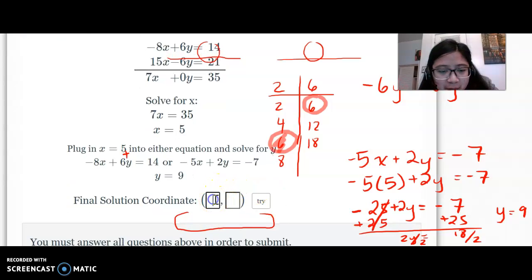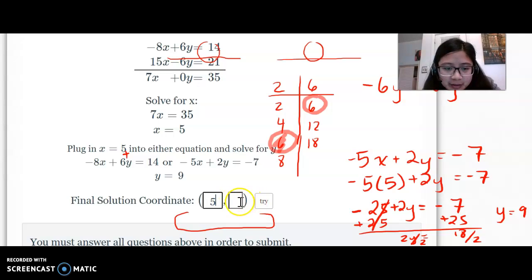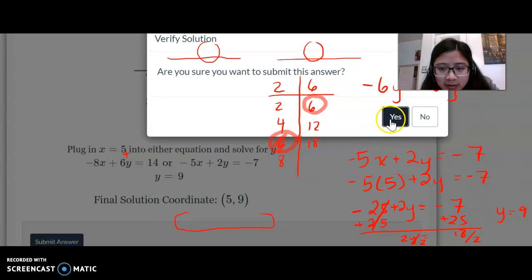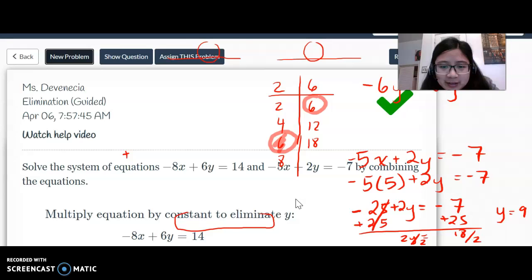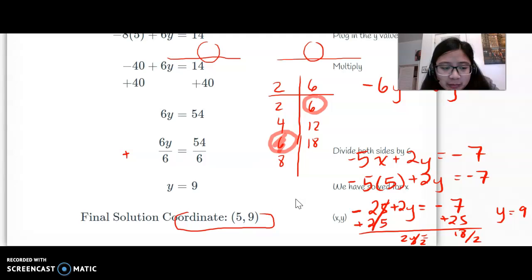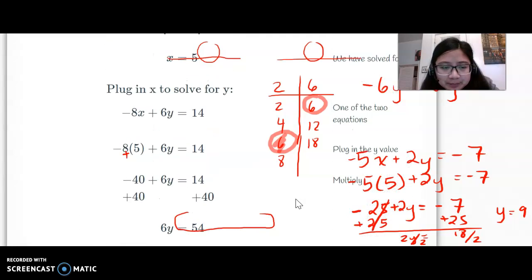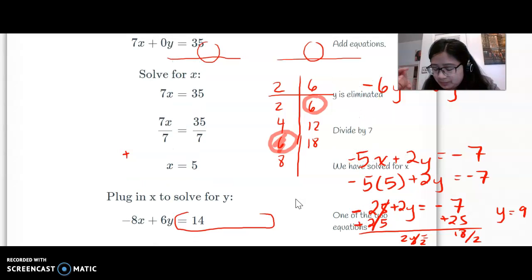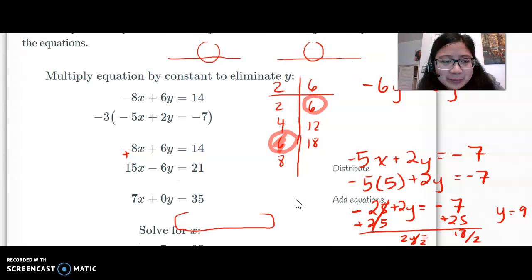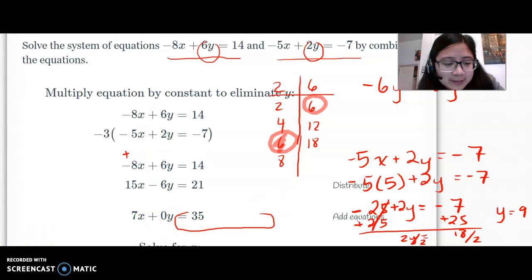And then we just have to write our coordinates. So this would be 5, 9. Yep, that's my final answer. And there, it works out. It's correct. Okay. So this is just walking you through how to use elimination when you're multiplying both equations. And you'll have more problems where it won't walk you through this, but it'll just be plain systems that you have to use elimination.